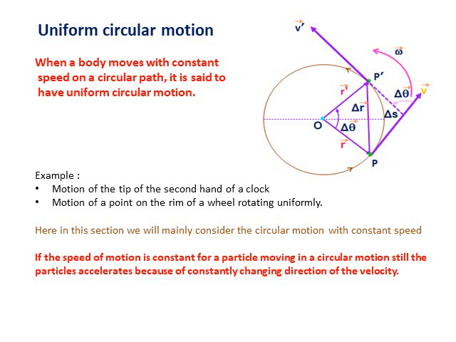Here, in this section, we will mainly consider the uniform circular motion with constant speed. And if the speed of the motion is constant for a particle moving in a circular motion, still the particle accelerates because of the constantly changing direction of velocity.